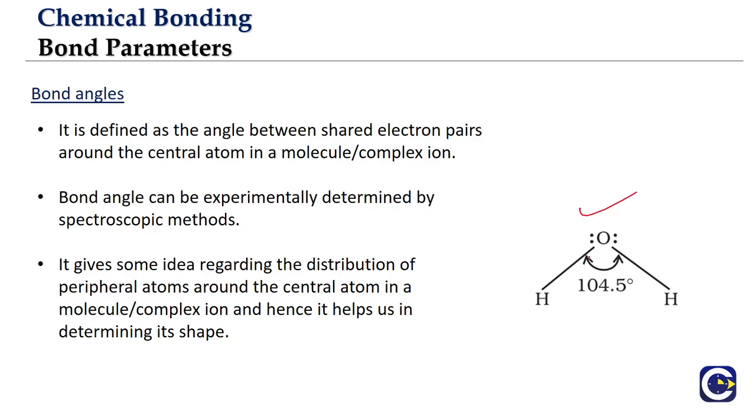In a water molecule we have the bond pair of electrons, or shared pair of electrons, because the shared pair of electrons will be pointing from one atom to another atom. Like here you can see it is pointing from where? Oxygen to hydrogen. So the bond angle is something that we define as the angle between shared pair of electrons around the central atom in a molecule or complex ion.